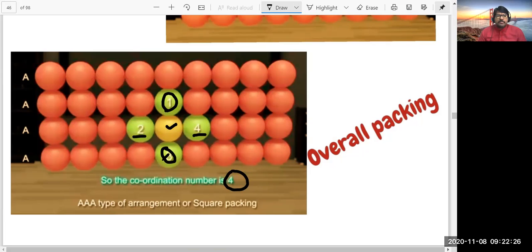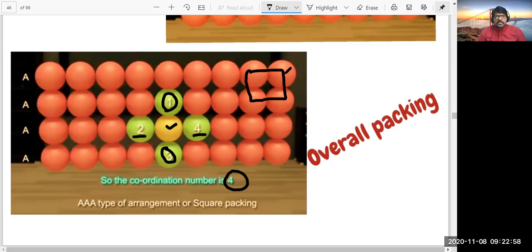Yes, the coordination number is absolutely 4, no doubt about it. Every particle is in contact with two other particles of the same layer, one particle of the previous layer, one particle of the next layer, and the coordination number is 4. Here, if units and dimensions or radius are given, easily you can calculate what we call the packing efficiency or packing fraction. The definition of packing fraction is the same.